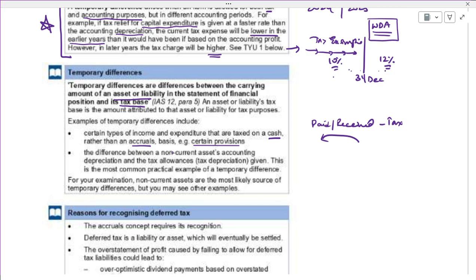Very simple: certain types of income and expenditure are taxed on cash rather than accruals. Accruals means you have incurred now, but you will pay next year. That is the accrual concept. The difference between a non-current asset's accounting depreciation and the tax allowances, the tax depreciation given, is the most common practical example of a temporary difference.